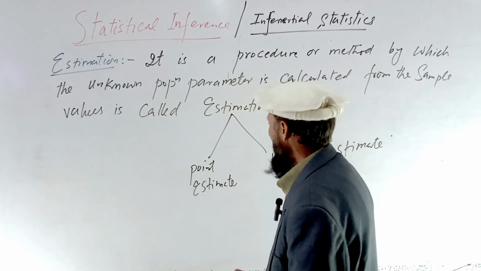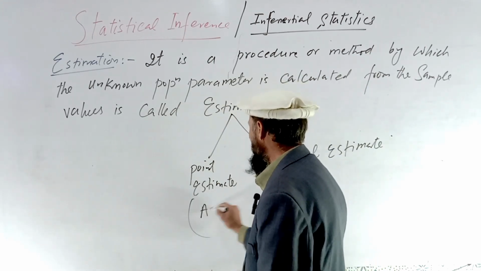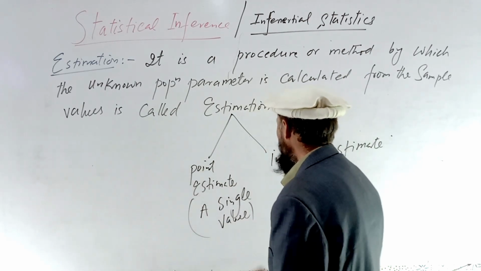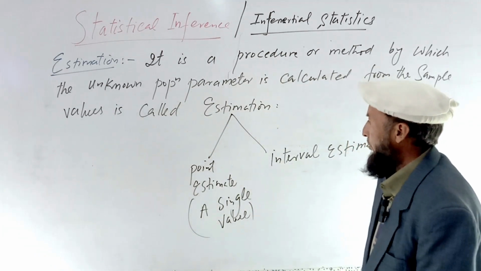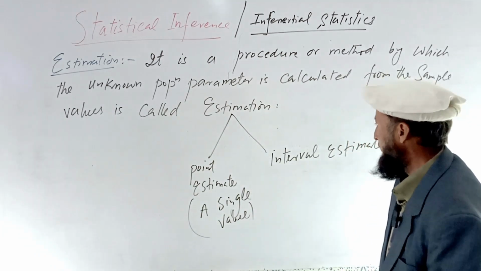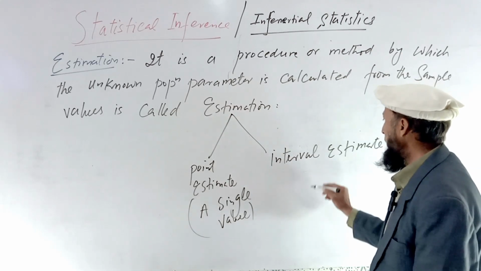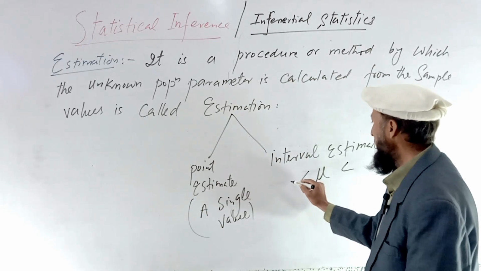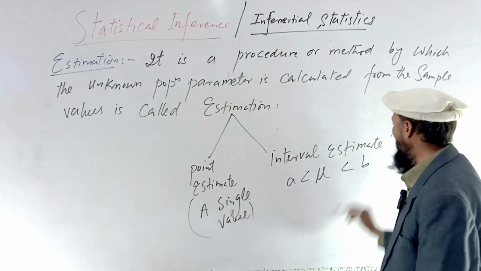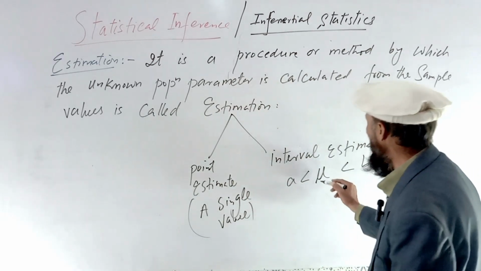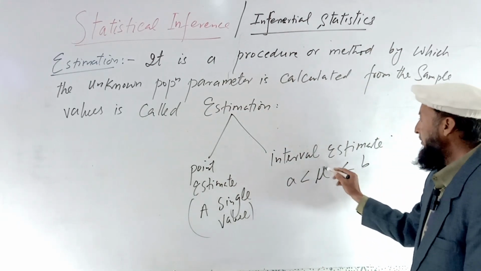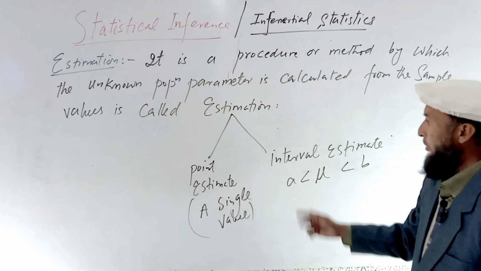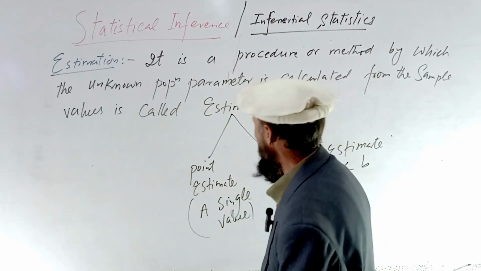Point estimate is when a single value is calculated from the sample for the population, and interval estimation is when the unknown population parameter lies in an interval, for example (a, b). Here a is called the lower limit and b is called the upper limit, and the interval estimation for the population mean is in this range. So now we define point estimation.